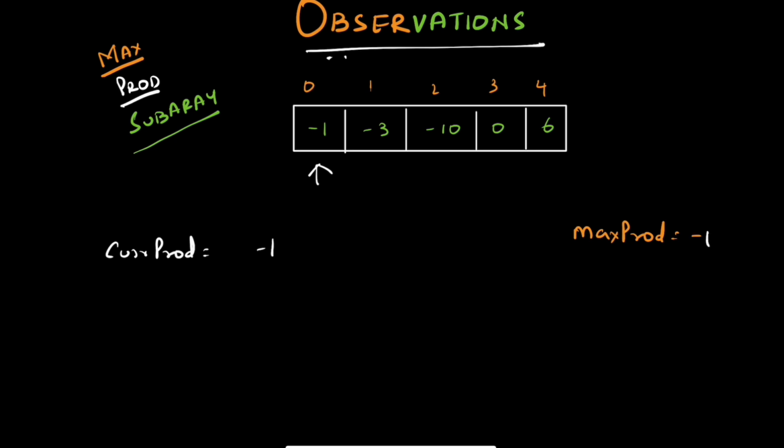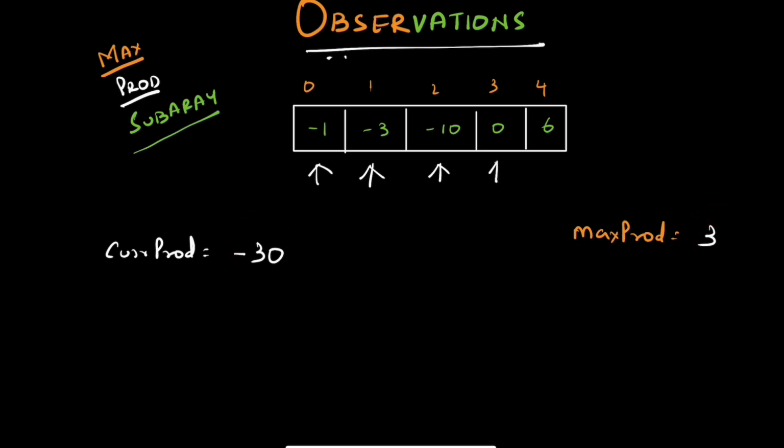Okay. Now we'll move to index 1. At index 1, the element is minus 3. So we'll multiply minus 1 with minus 3, which results in 3. So we'll update our current prod to 3 and check whether 3 is greater than minus 1. Yes. So we'll update our maximum prod to be 3. Now at index 2, the element is minus 10. So we'll multiply 3 with minus 10, which results in minus 30. So our current prod becomes minus 30. And we'll check whether minus 30 is greater than 3. No. So we'll not update our maximum product.